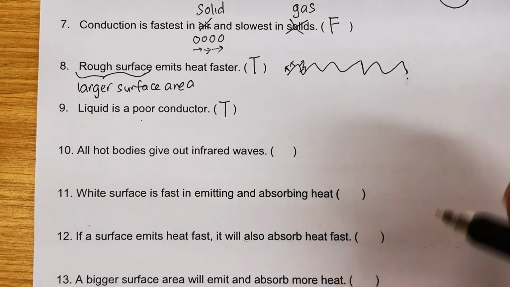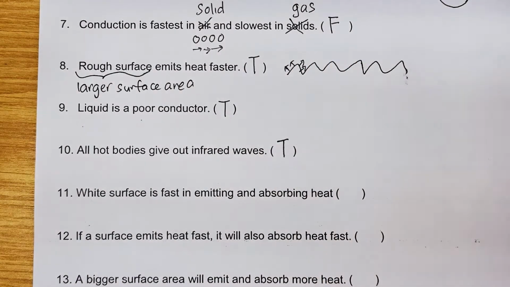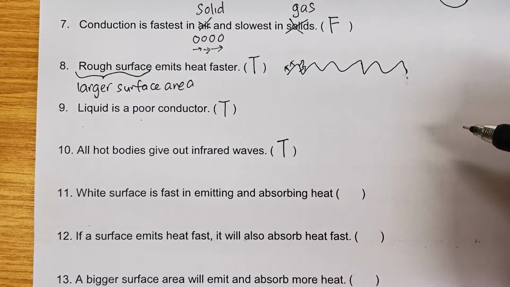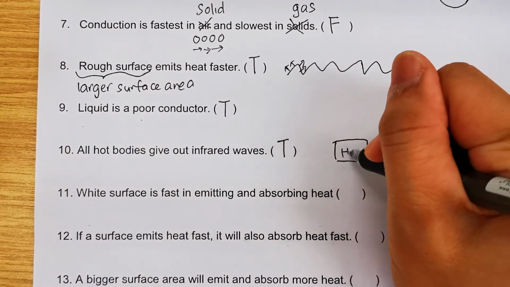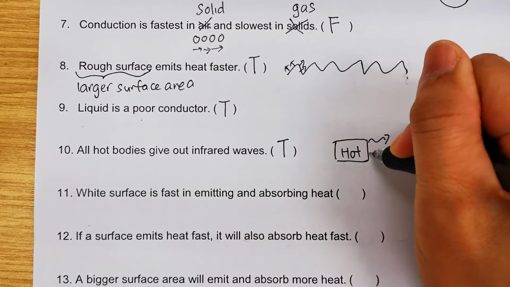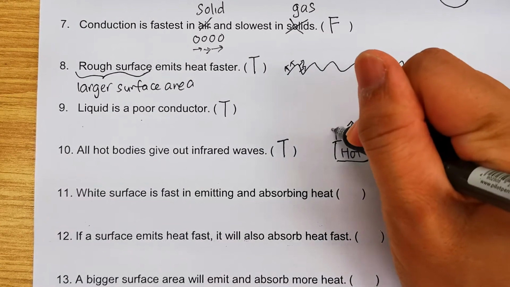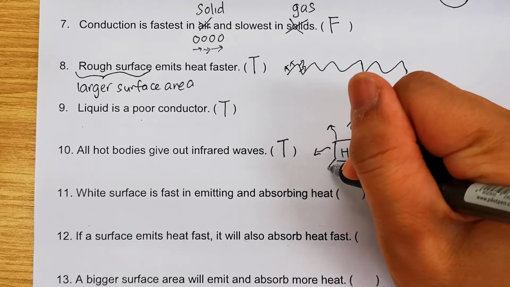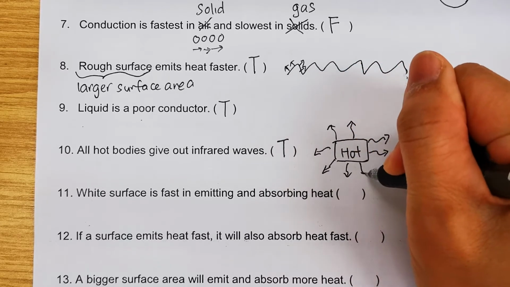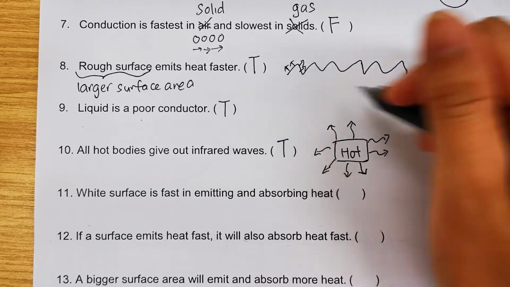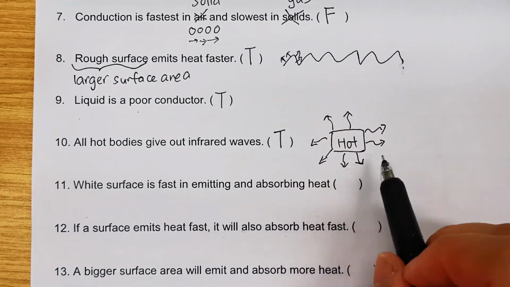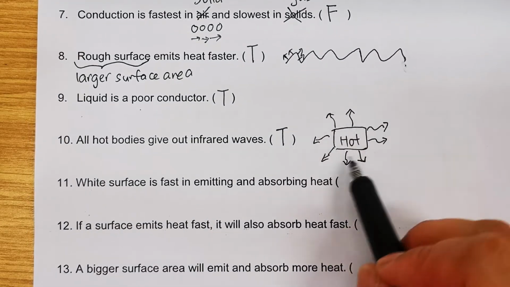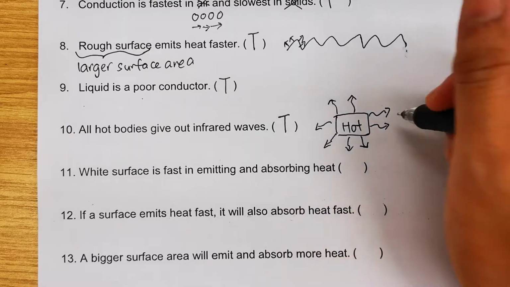All hot bodies give out infrared. True. As long as they are hot, they will be emitting. If you have a hot object, the infrared will come out in all directions. Whether this object is in liquid, in gas, or even in the vacuum, the heat waves will come out. So that's infrared.